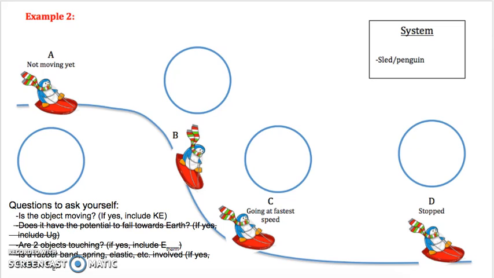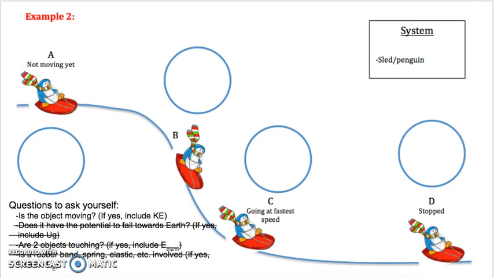to be no. No, it doesn't have potential to fall towards Earth because Earth is not part of our system. Are two objects touching? No, because we're not including the ground anymore. So the sled and the ground are not touching anymore. And then still there is no elastic potential energy because there is no elastic material involved. So the only one that we're ever answering yes to is about kinetic energy. And we're still not even answering yes in every situation.